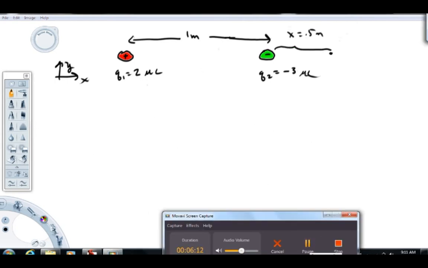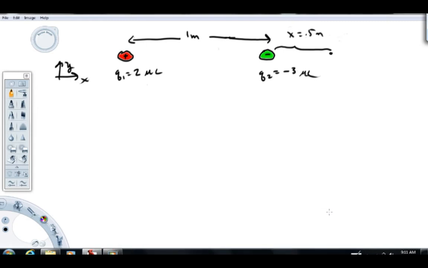All right, folks, I'm back. I've cleaned my picture up a little bit, and what I'm going to do is walk through another example here. I picked a point over to the right here, at a distance that I call x equals 0.5 meters to the right of the negative charge. And we're going to try to calculate the electric field at that point.